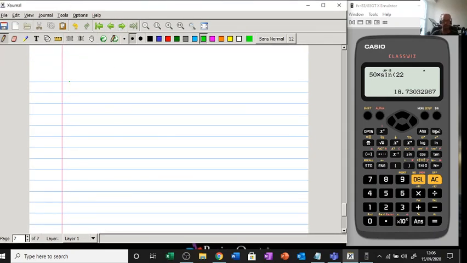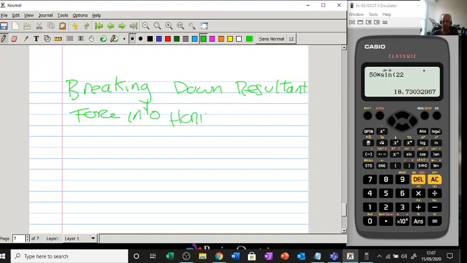So that is called breaking down resultant force into horizontal and vertical components.